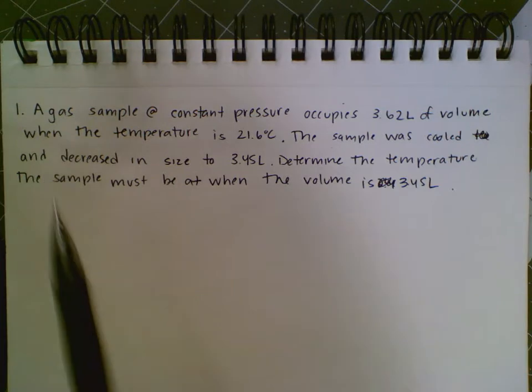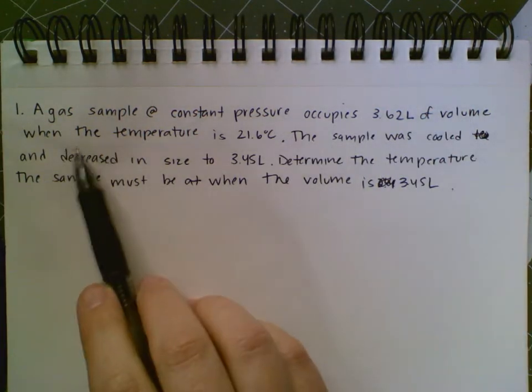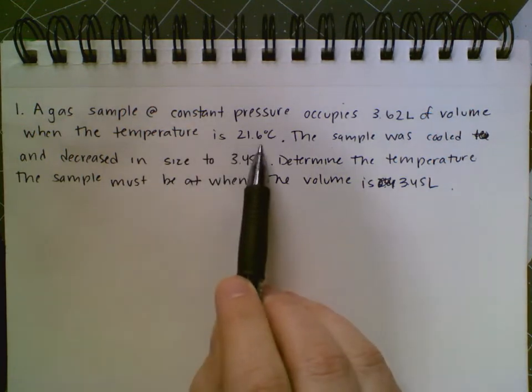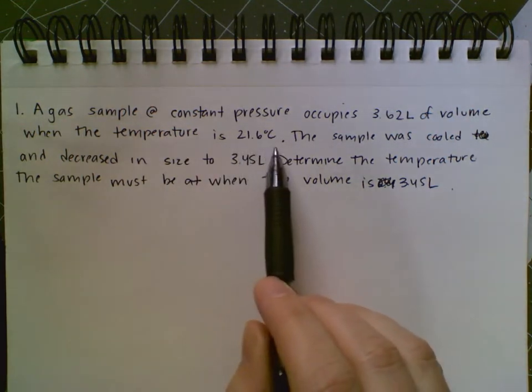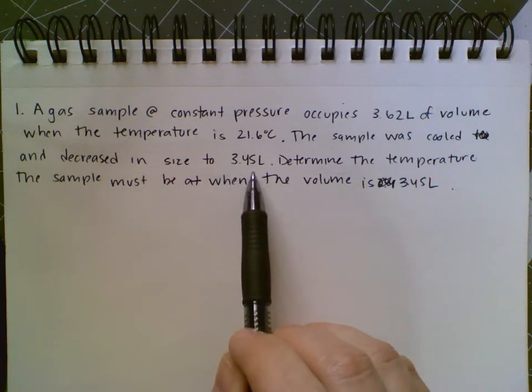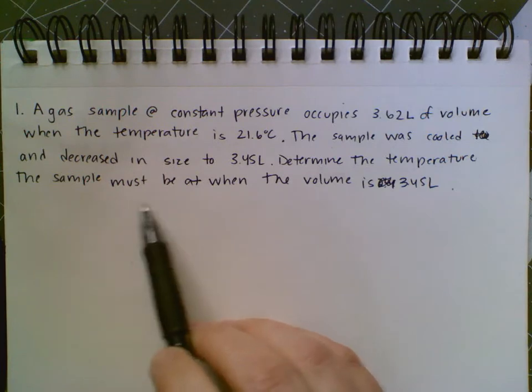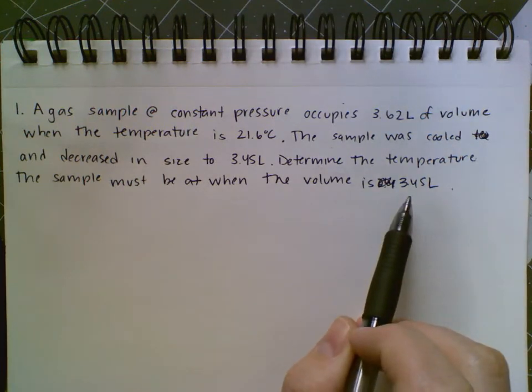So, a gas sample at constant pressure occupies 3.6 liters of volume when the temperature is 21.6 degrees Celsius, for problem number 1. The sample was cooled and decreased in size to 3.45 liters. Determine the temperature the sample must be at when the volume is 3.45 liters.